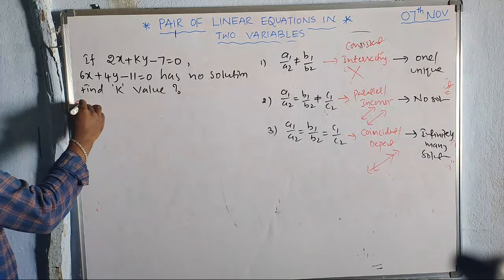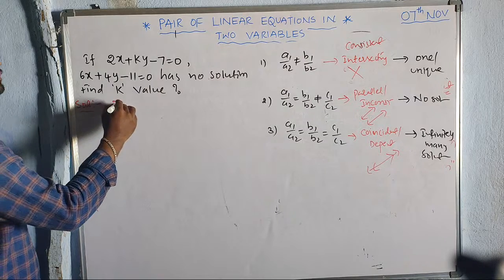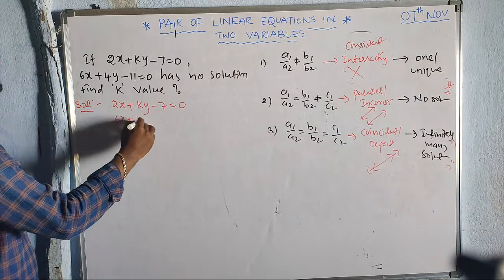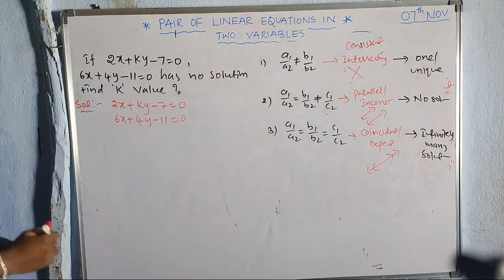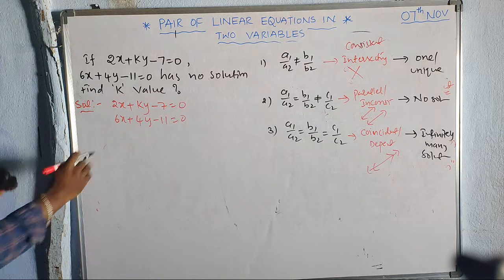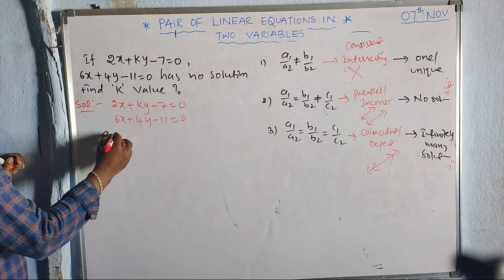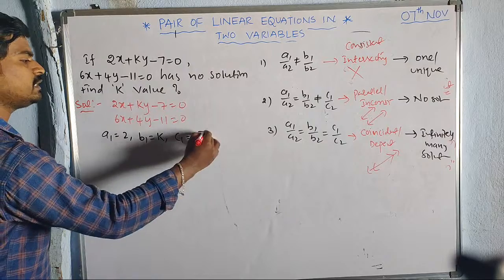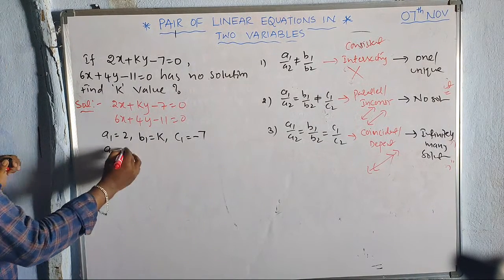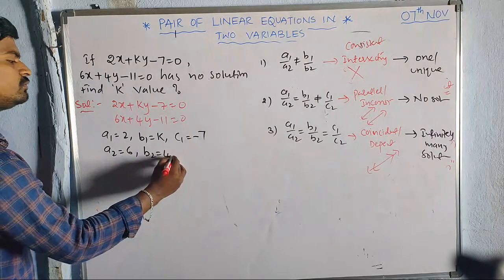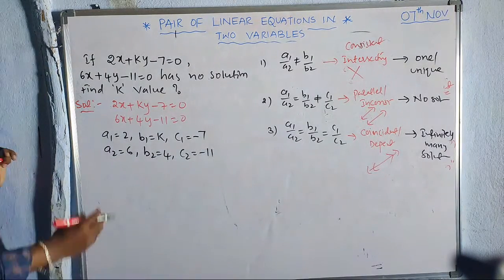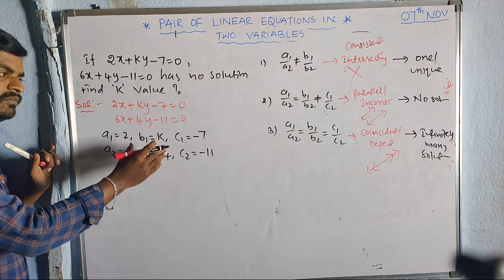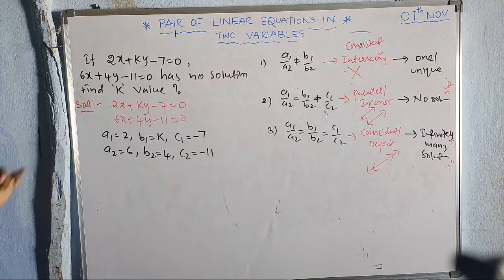Observe carefully. Given 2x plus ky minus 7 equals 0 and 6x plus 4y minus 11 equals 0. Now the comparison. I'm writing directly. a1 value is 2, b1 value is k, c1 value is minus 7. a2 value is 6, b2 value is 4, c2 value is minus 11. How did we get this? We compare with a1x plus b1y plus c1 equals 0 and a2x plus b2y plus c2 equals 0.